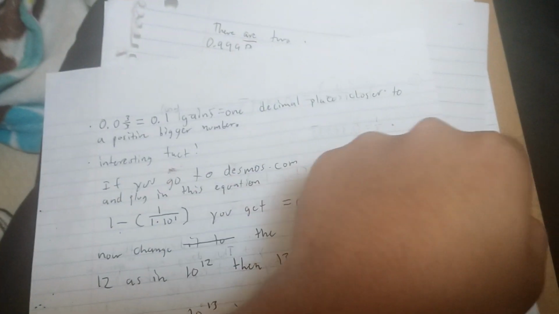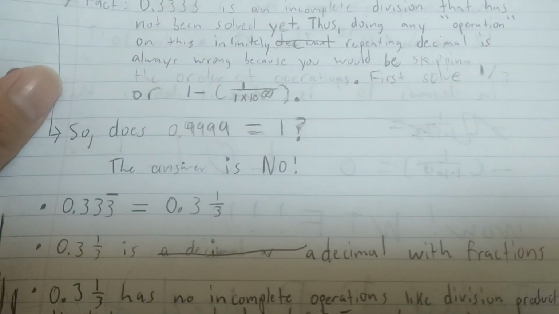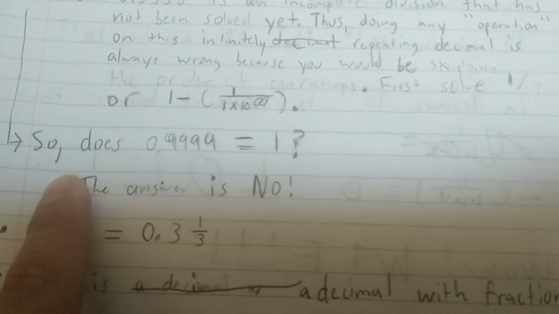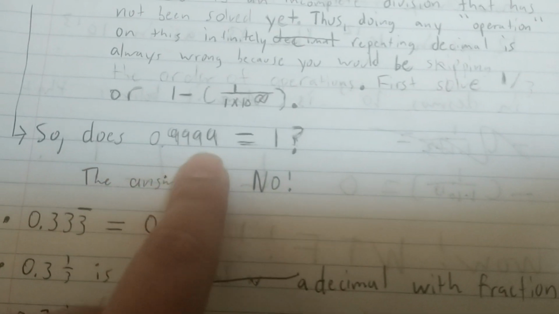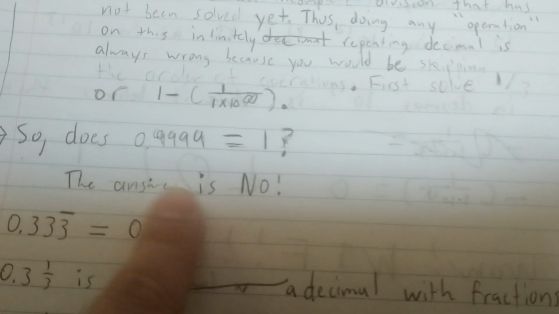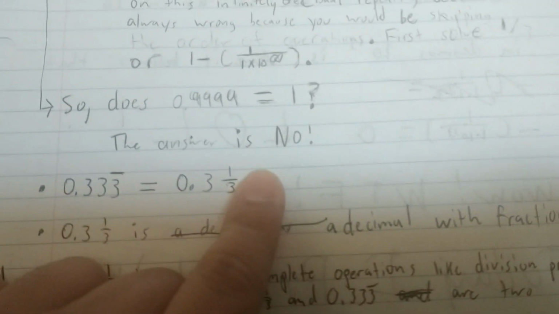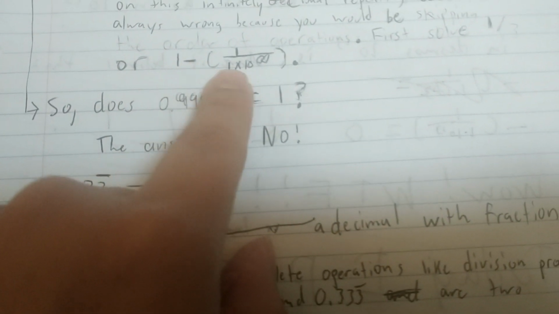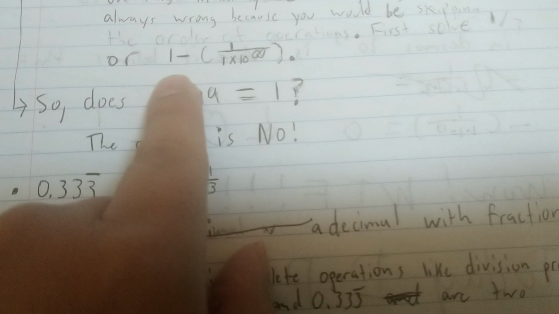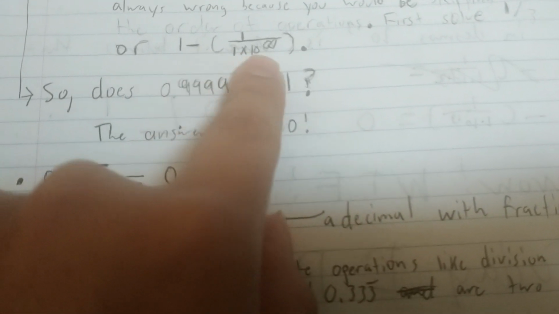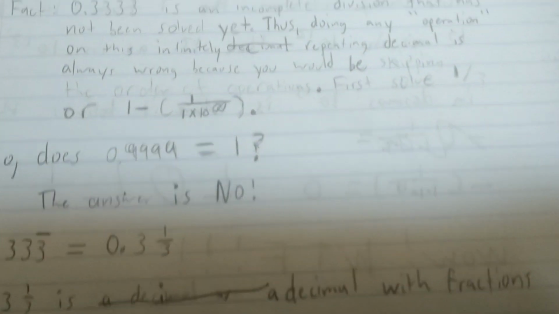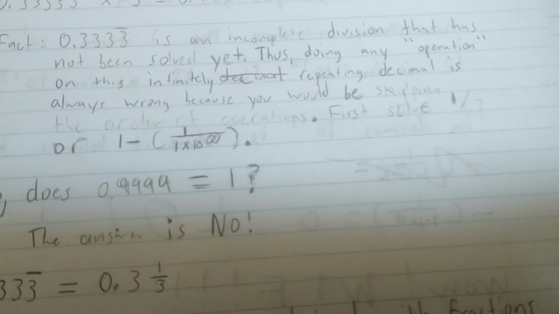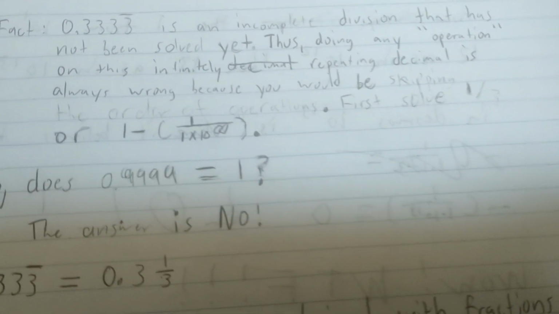With that, it comes to a screeching halt. So does 0.999 to infinity equal 1? The answer is no. We just proved it, right? This is one way of getting it, and any other variation of this logic is just simplifications or complications.